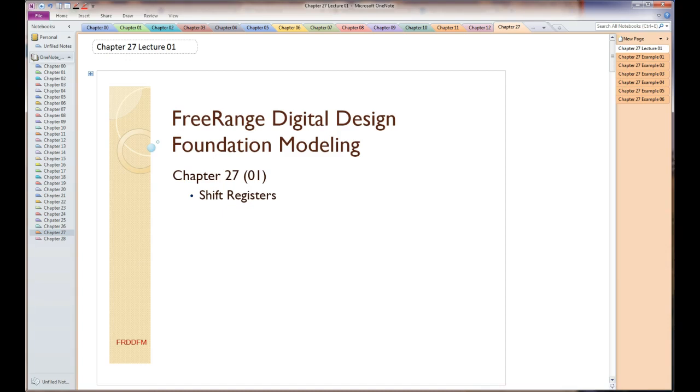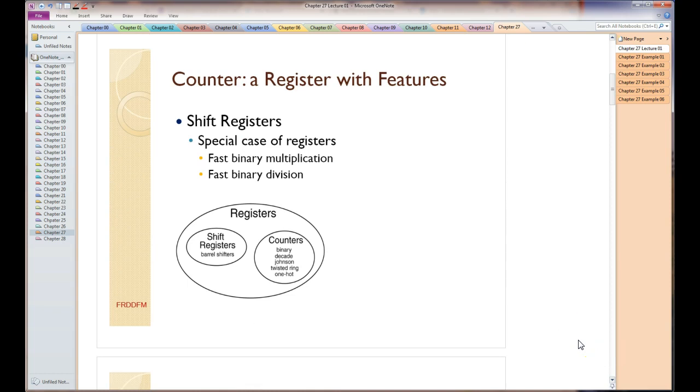This is Free Range Digital Design Foundation Modeling, Chapter 27. In this chapter we're going to look at shift registers, which, as the name implies, are another type of register, so they adopt all the features of normal registers, but they have some extra features, namely shifting. Once again, it is a type of register.